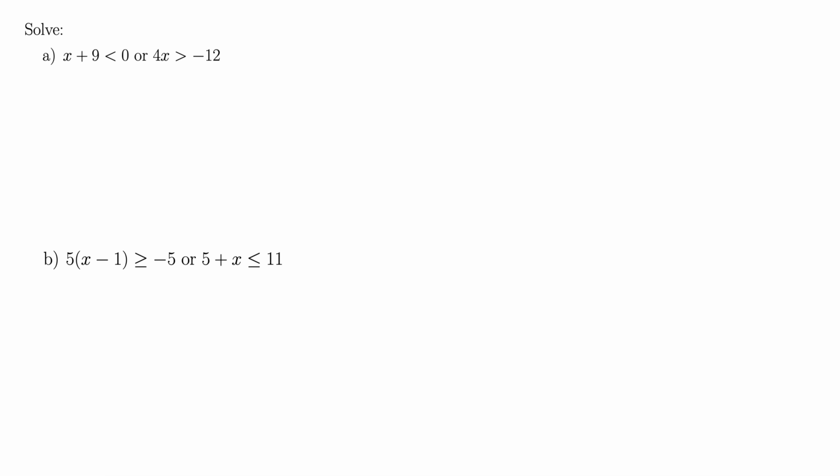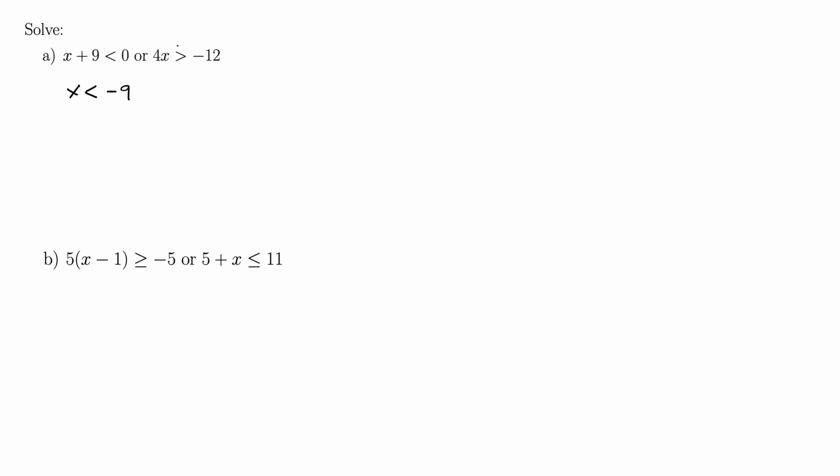This problem asks us to solve x + 9 < 0 or 4x > -12. Let's work on this one piece by piece. The left piece here says x + 9 < 0. We subtract 9 from both sides to get x < -9.